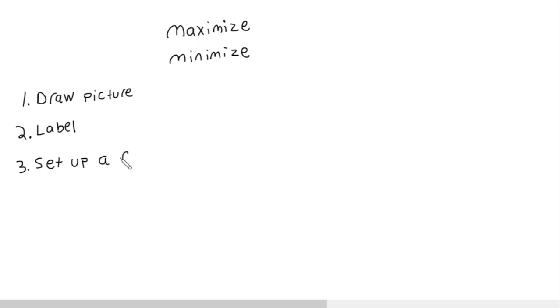So set up a function based on what we're asked to maximize or minimize. If it's area, then we'd say A equals length times width. If it's volume, V equals length times width times height, and so on and so forth. So we're going to set up a generic function. Fourth, we set up what I like to call a helper function, if needed. Sometimes it's not always needed, and I'm going to do an example of both.